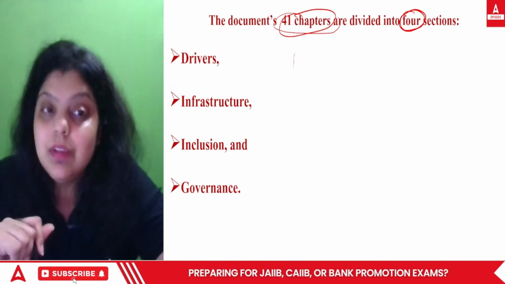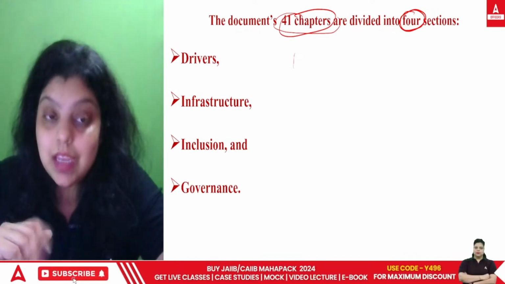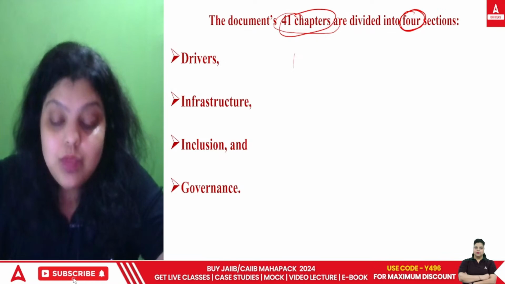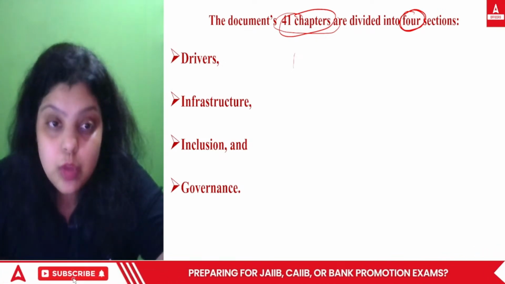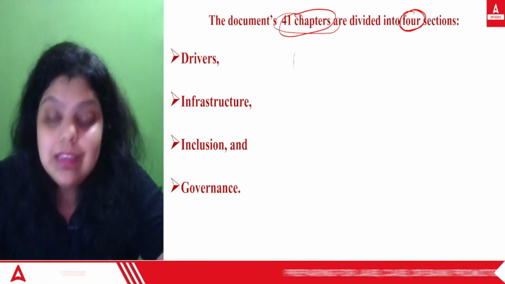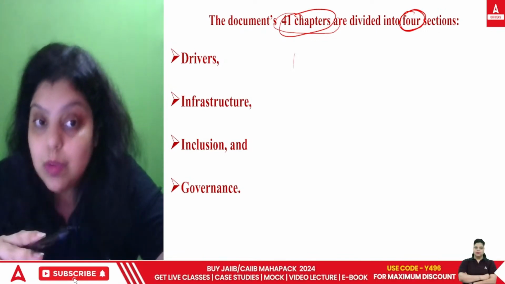Option will be given, answer will be NITI Aayog. Okay, second, they can ask the National Strategy for New India that has been given by NITI Aayog, a full document of 41 chapters. In how many sections was it divided? So it was divided in 4 sections.